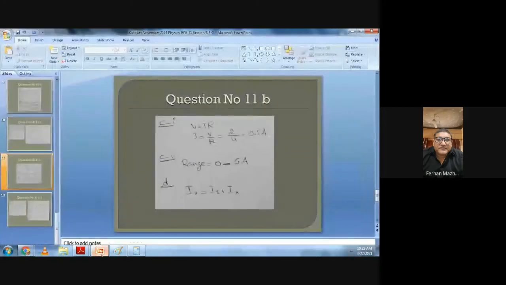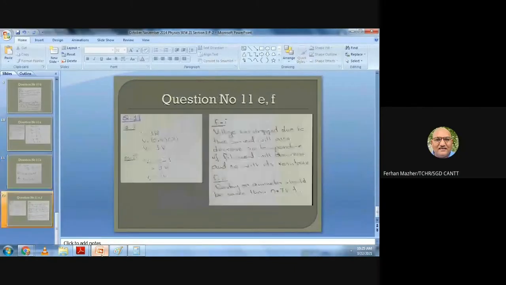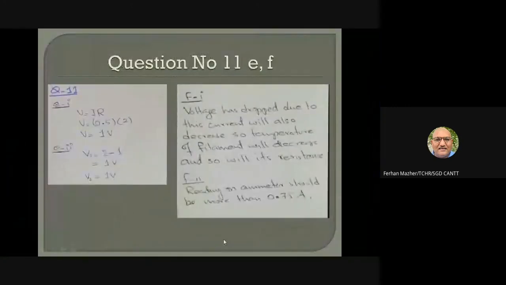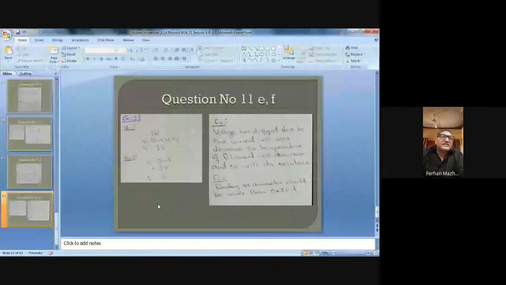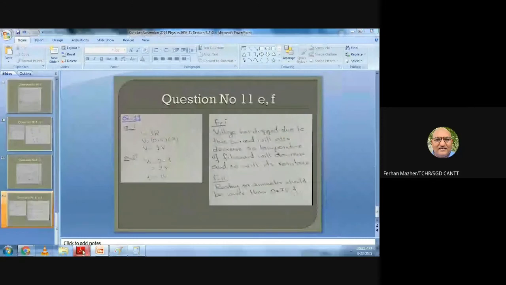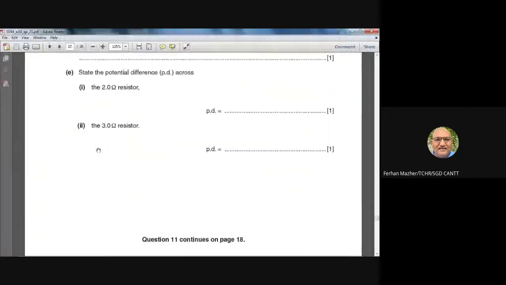I've done this. See, how do we calculate this? Very simple. So, first part, V equals IR. The current flowing through the 2 ohm resistor is 0.5 ampere. The resistance is 2. So, just multiply them. You will get 1 volt. Very easy question. The next question they ask is, what is the voltage drop across the 3 ohm resistor?